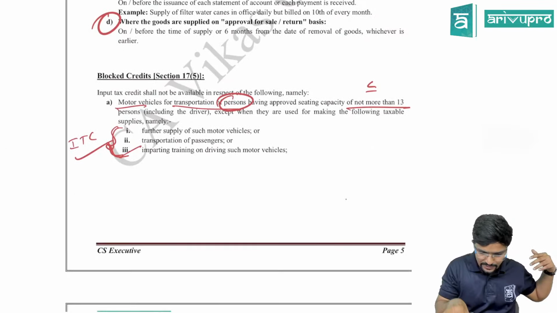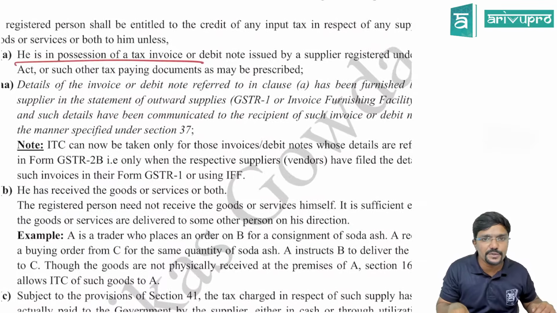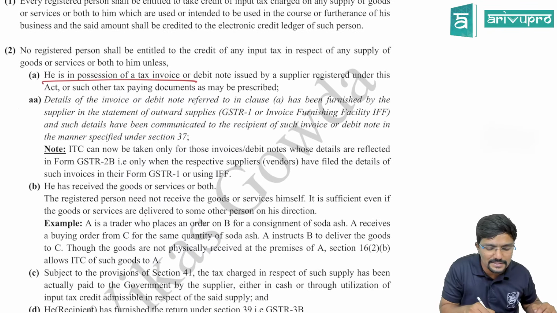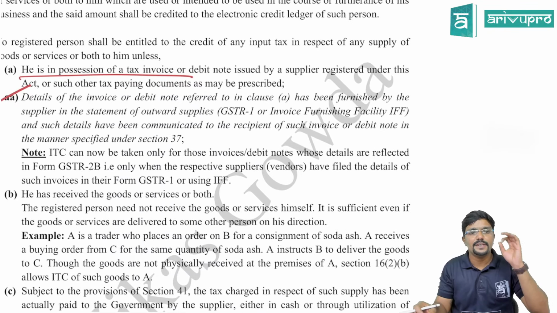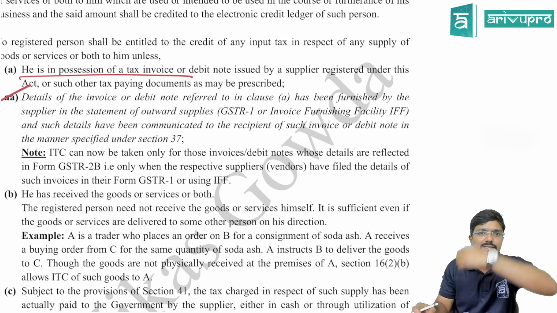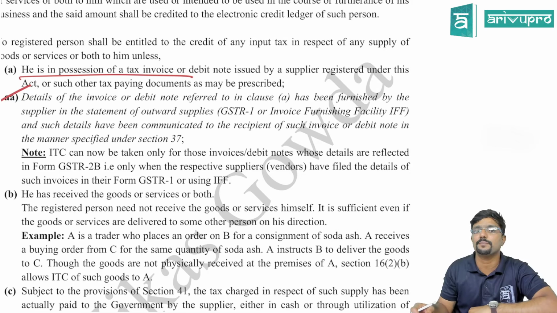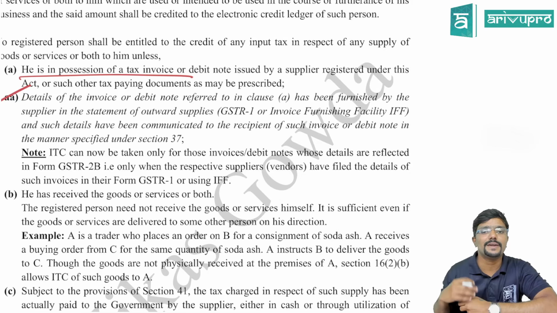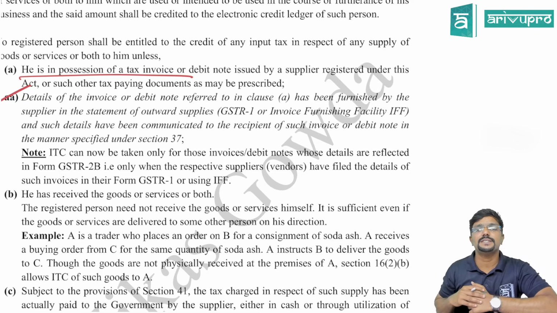So where is 16.2? Yes. In 16.2 you can observe now, we have covered in our regular class, they have added a new condition. What is it? Details of the invoice or debit note referred to in clause A have been furnished by the supplier in the statement of outward supply, that is GSTR 1 or invoice furnishing facility, and such details have been communicated to the recipient of such invoice or debit note in the manner specified in section 37.